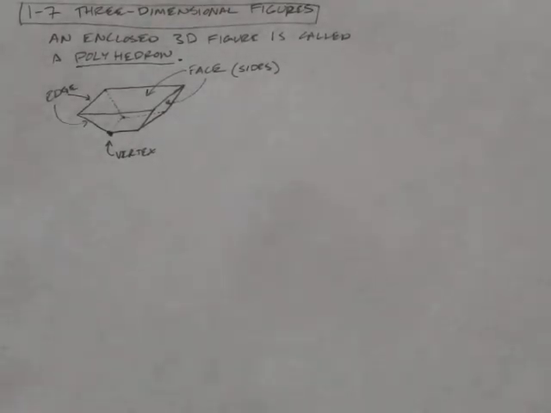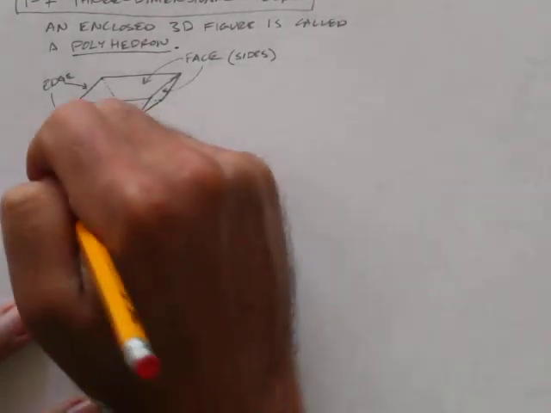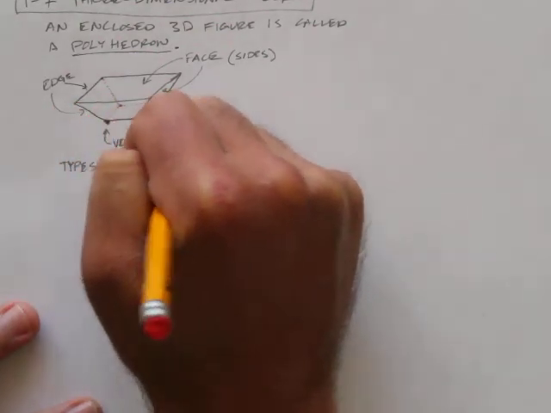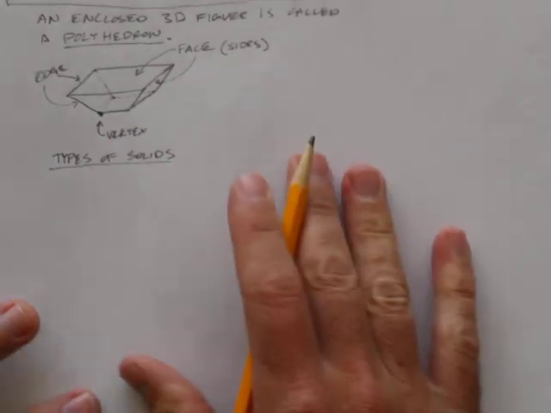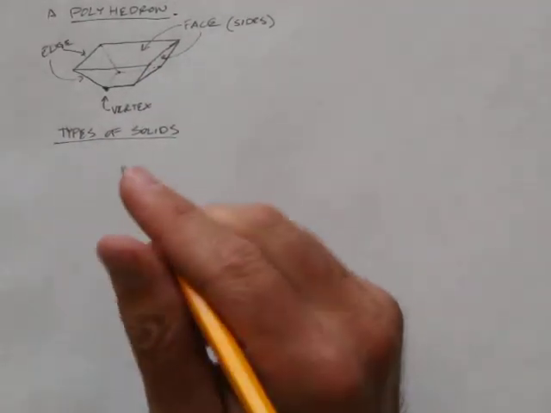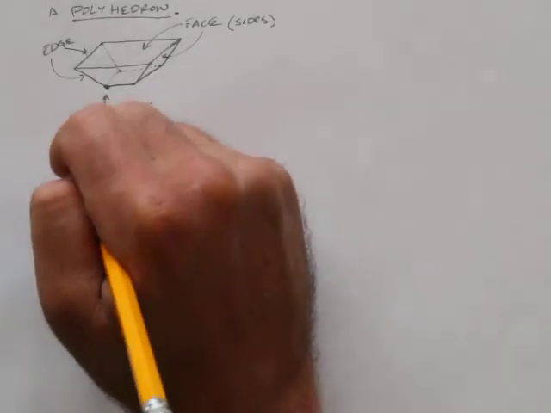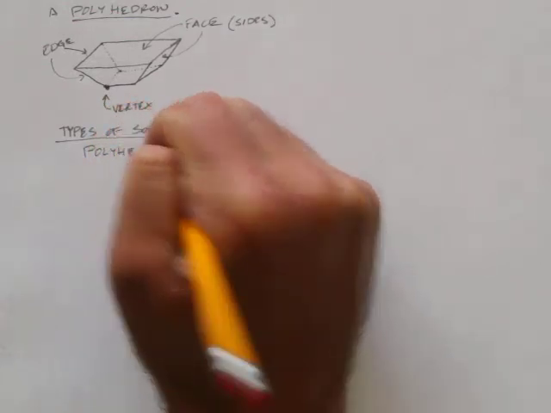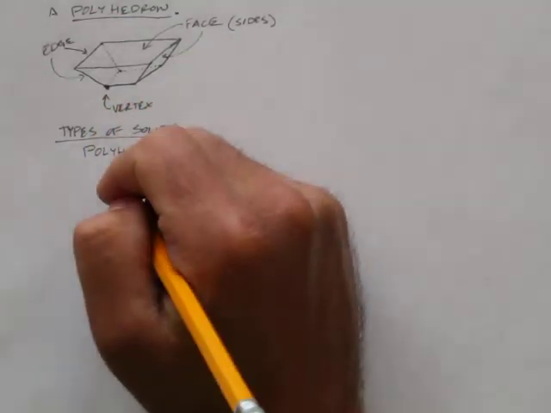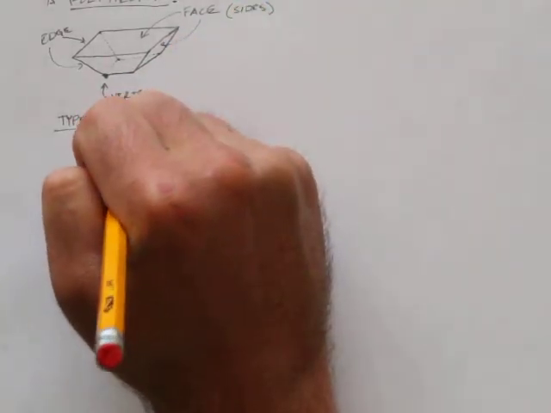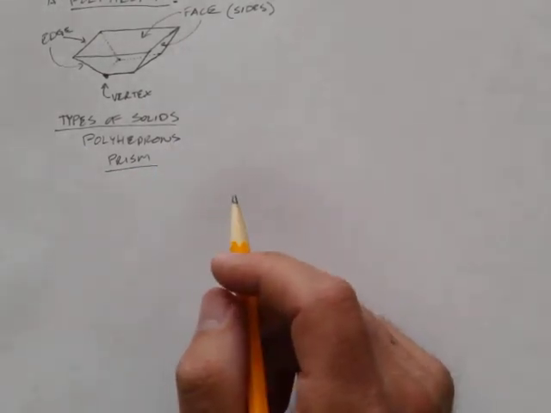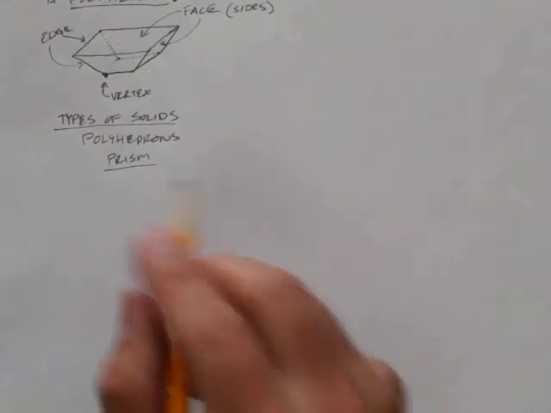Now let's talk about some different types of solids. So we've talked about polyhedrons, but we're going to talk about them in a little bit more depth here. We've got polyhedrons, and we're going to look at a prism. So the prism has two parallel and congruent faces called bases.